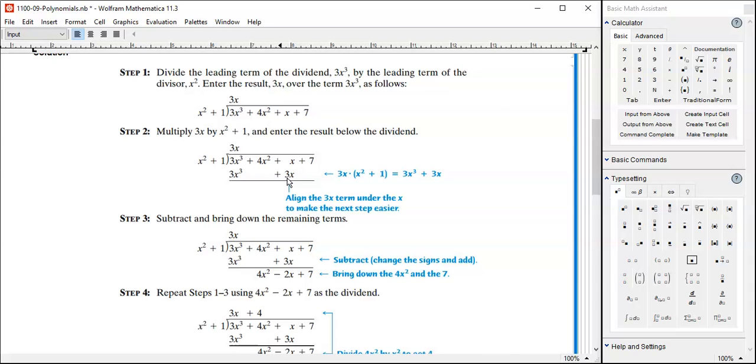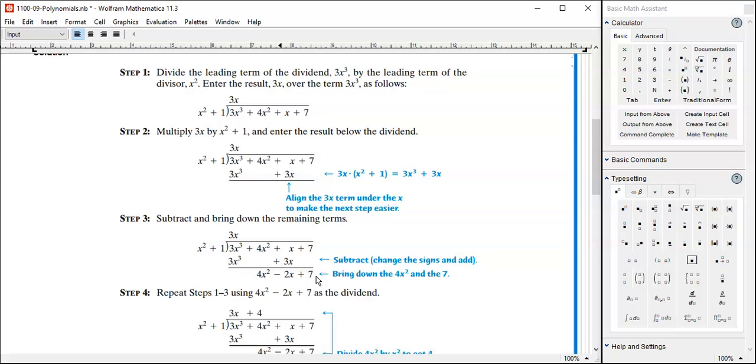Alright. So where are we? We have dividend and divisor. Focus upon the leading terms. 3x cubed is x squared times something, and that's how you got 3x. Now that I got 3x, multiply, we get this, and then subtract. So, subtract: 3x cubed minus 3x cubed, that's gone, that's the idea. 4x squared, nothing here, so minus 0, so 4x squared. x minus 3x is negative 2x, and 7 minus 0 is 7, so we get a quadratic polynomial here.